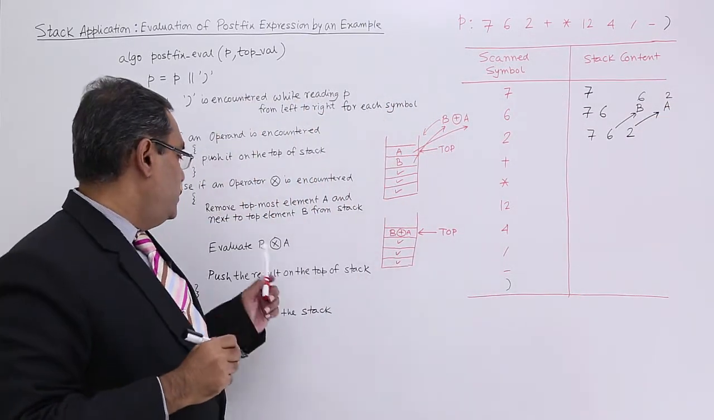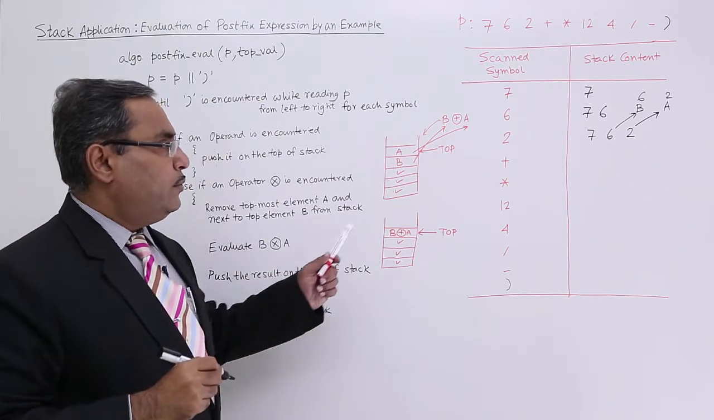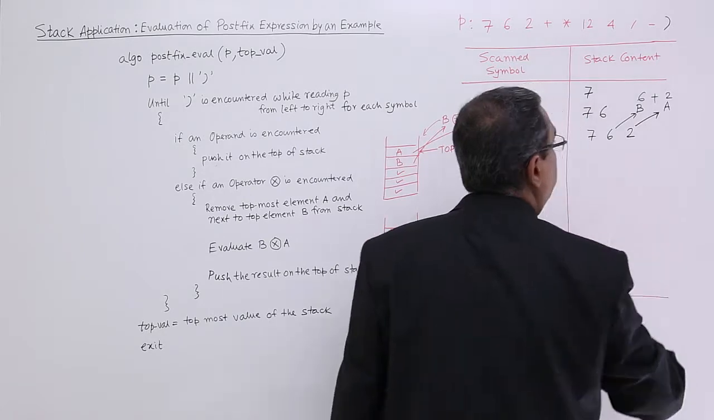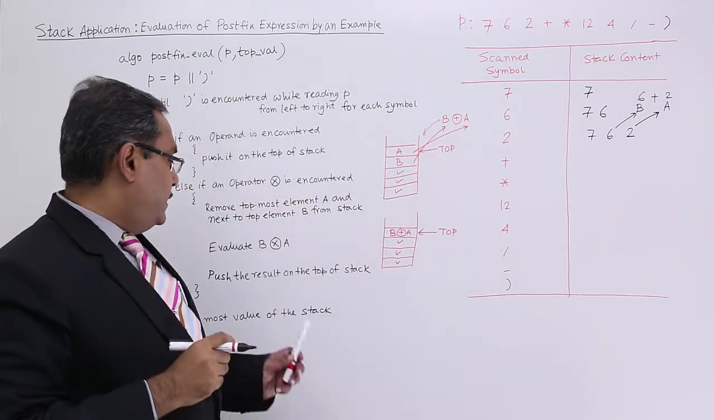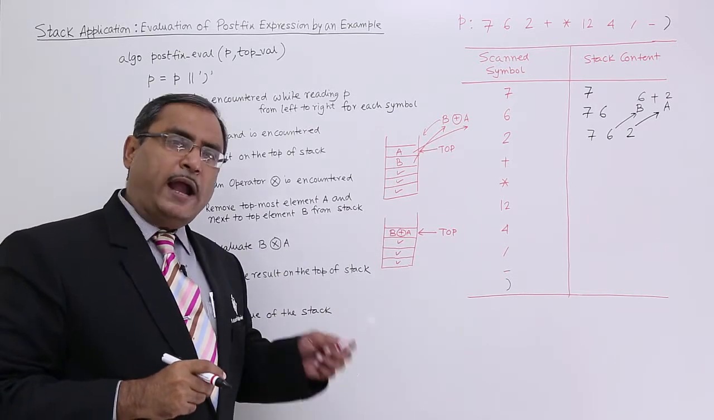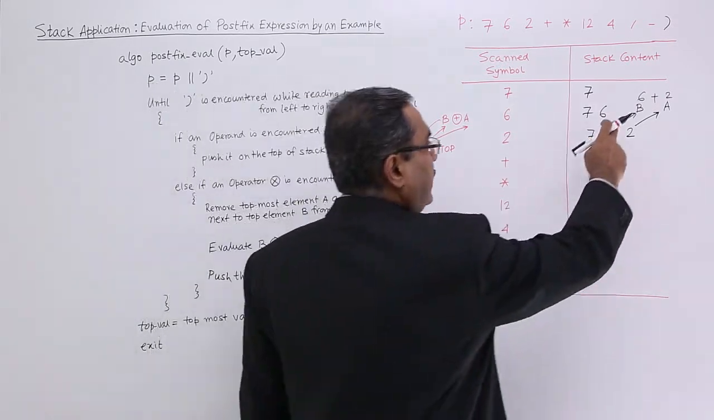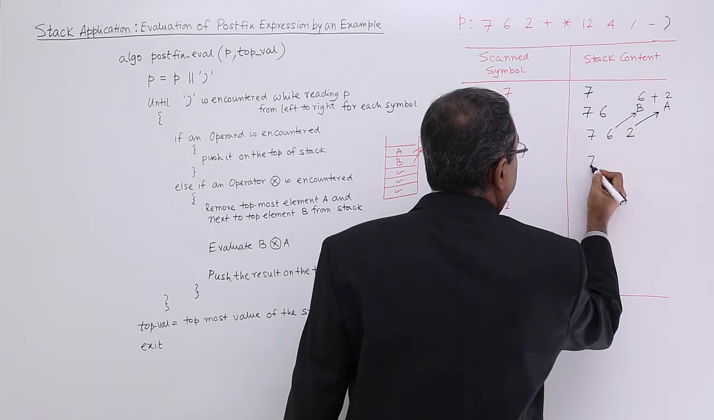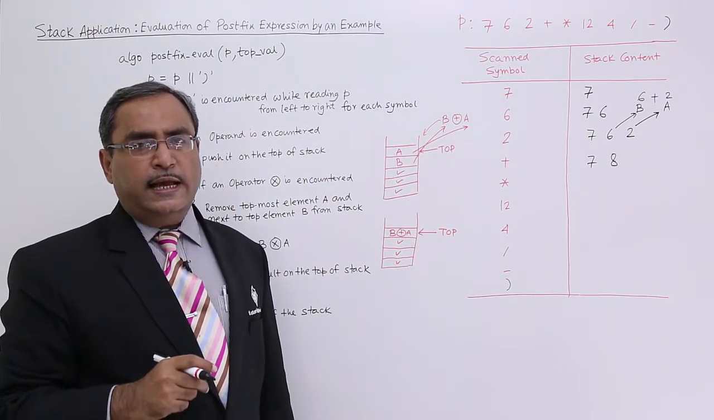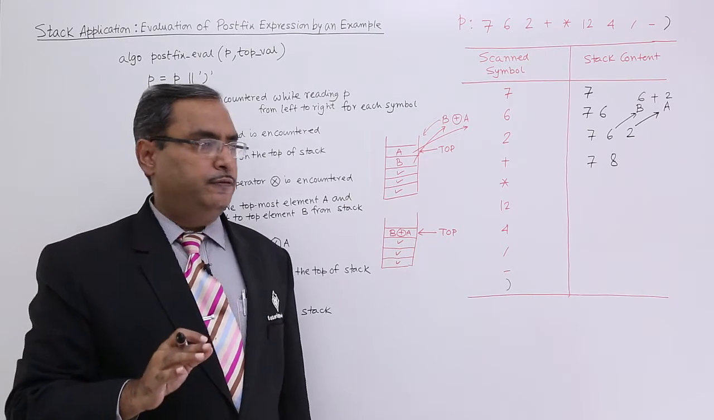Okay, now see, evaluate B operator A. What is the operator here? Plus. So evaluate B operator A and then push the result back on the top of the stack. So what is the value then? That is 8. So 7 will remain, and 8 will be pushed on the top of the stack. In the meantime, 6 and 2 have got popped off.